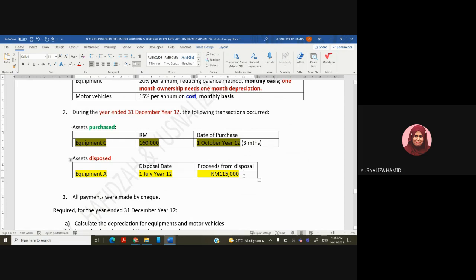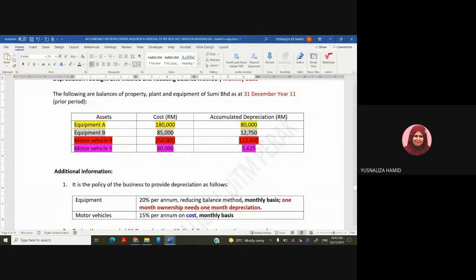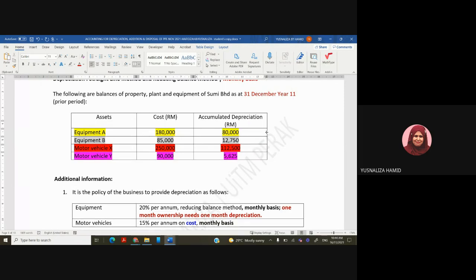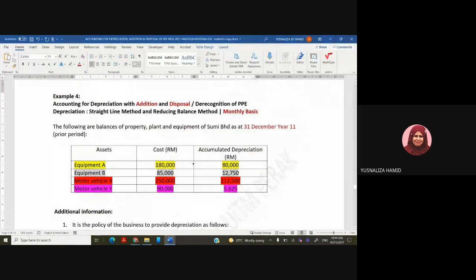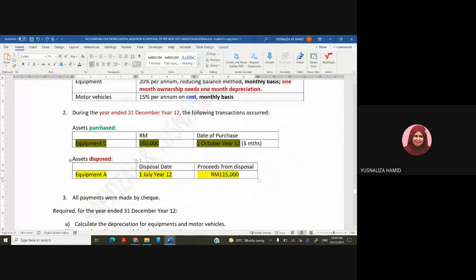Okay, 3 months. Why do I bother about this? Because later that would affect the calculation of depreciation. Let us look at equipment A, the yellow one here. It is 180,000 when you purchase. The accumulated depreciation was 80,000. And the carrying amount would be 180 minus 80, so 100,000, because it is cost minus the accumulated depreciation.